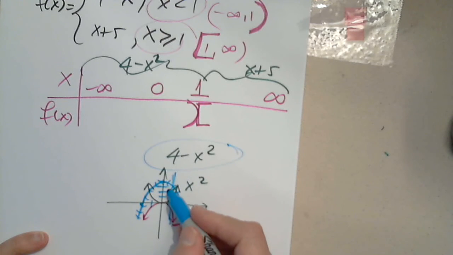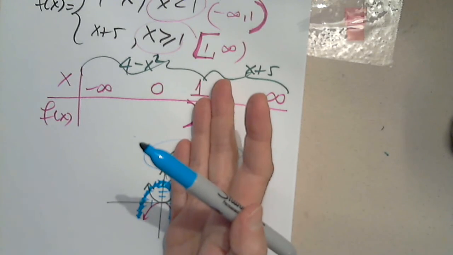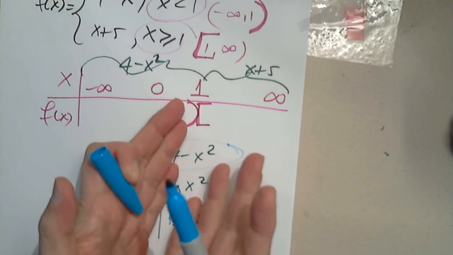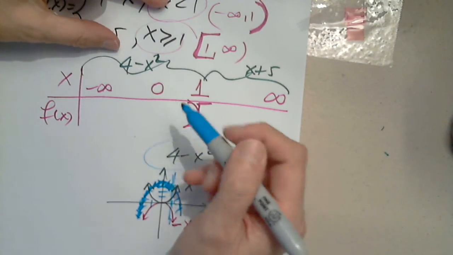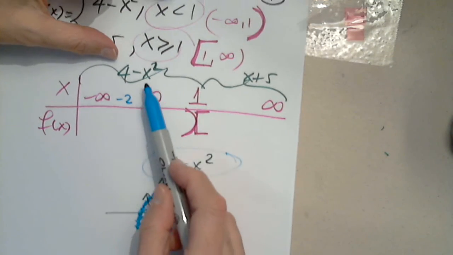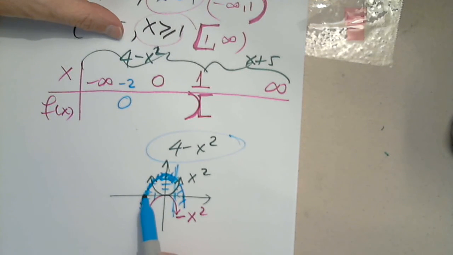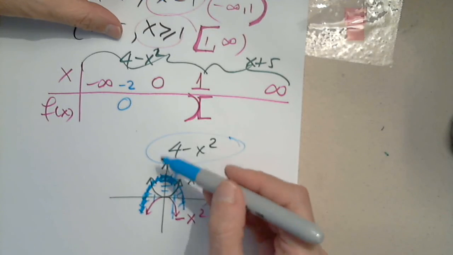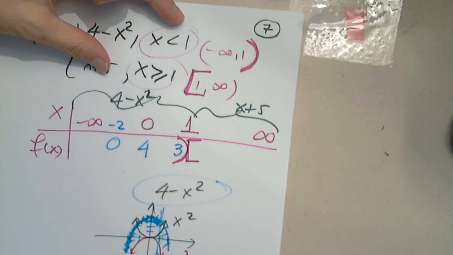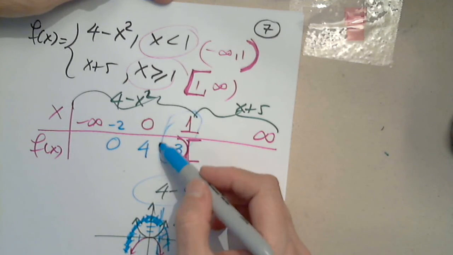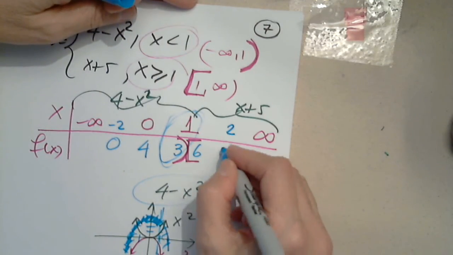So only this piece between negative infinity and 1. I cannot graph this side. So I know what I have to plug in. I will plug in, of course, negative 2, because negative 2 squared is 4. 4 minus 4 is 0, which I knew it was going to cross here. I will have to plug in 0, and of course I get 4. And I have no choice, but I have to plug in 1, and I will get 3. Although I'm not allowed to, but this will be an open point. On the other side, I have 6, and at 2 I have 7.